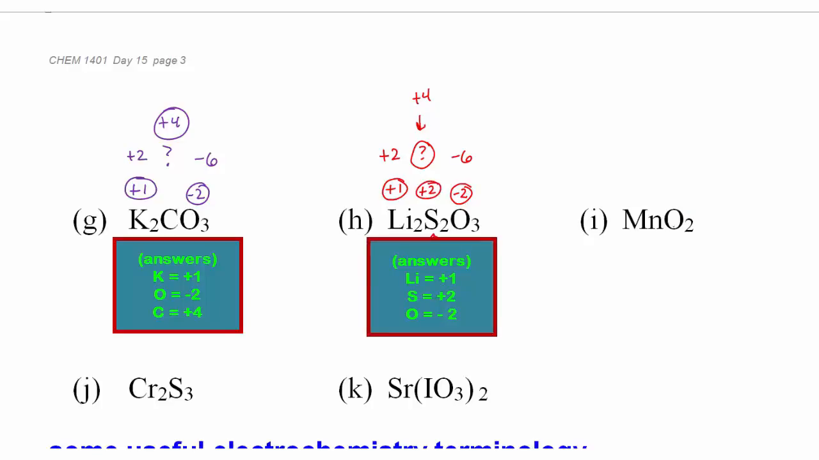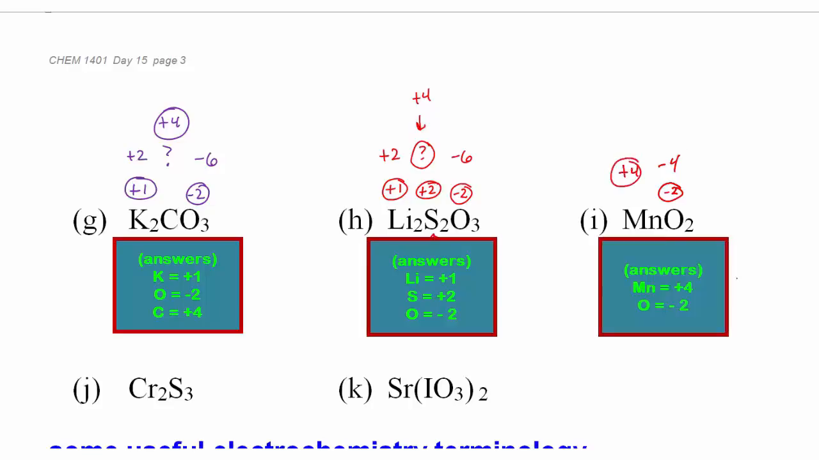Manganese oxide. I've got oxygen, always negative 2. That'd be a negative 4 total. Manganese has to be a positive 4. So I should have said manganese 4 oxide would be the best name I can give it. How about this one? Chromium has to be a positive 3. Sulfur, a negative 2. Let's look at the subscripts.